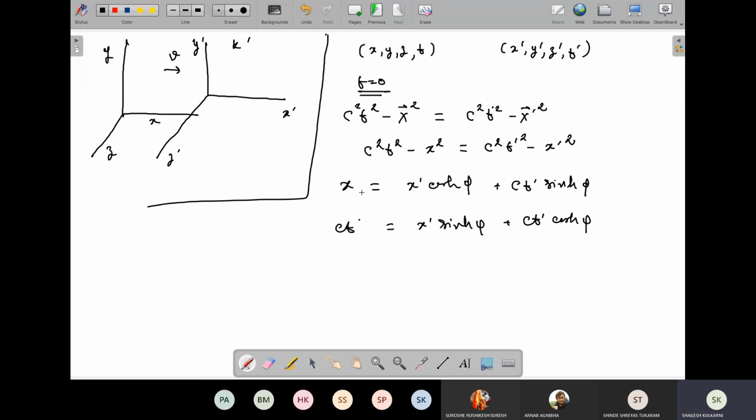You will know why I use these hyperbolic functions. So this is x. I don't know yet what this angle is. So finding the transformation means finding this phi. Now, clear?